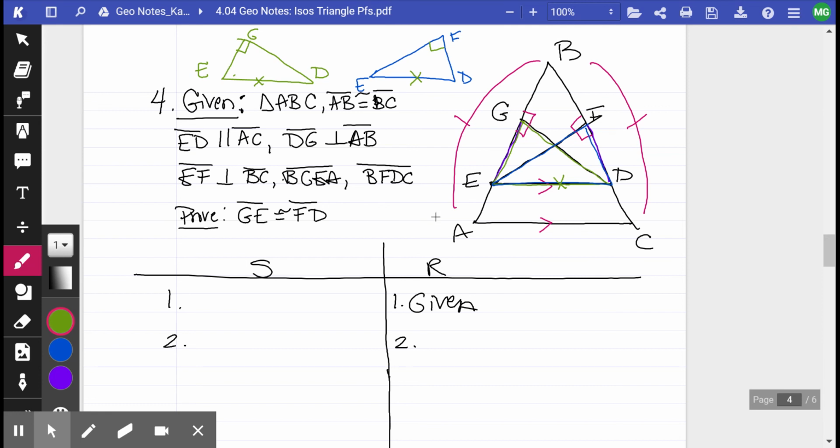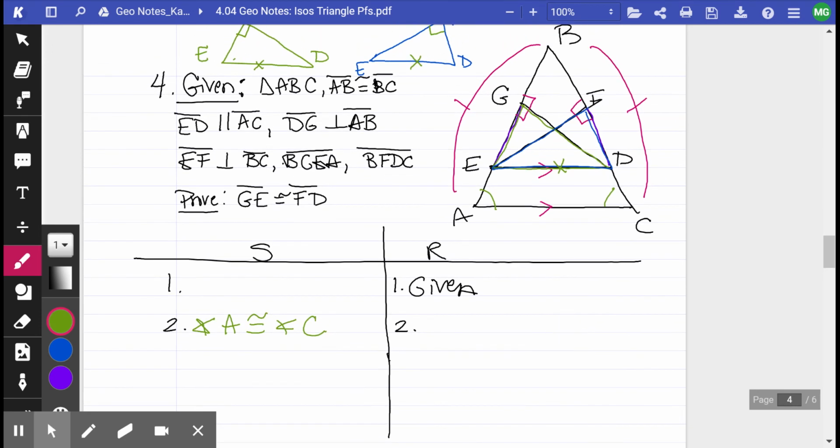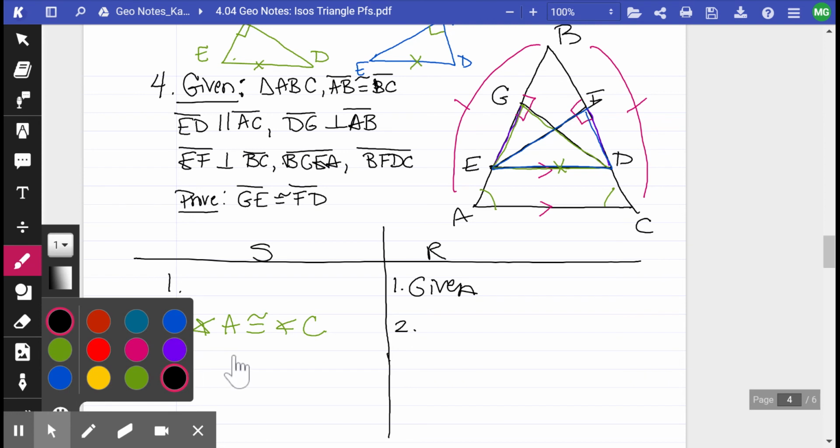So I've got segment AB congruent to segment BC. Well, that means that this big triangle is isosceles, which means angle A is congruent to angle C. I'm just going to write out the statements, and I want you to make sure you have the reasons filled in as well. So your reason there would be: in a triangle, if two sides are congruent, then the angles opposite them are congruent. Or, in a triangle, angles opposite congruent sides are congruent.